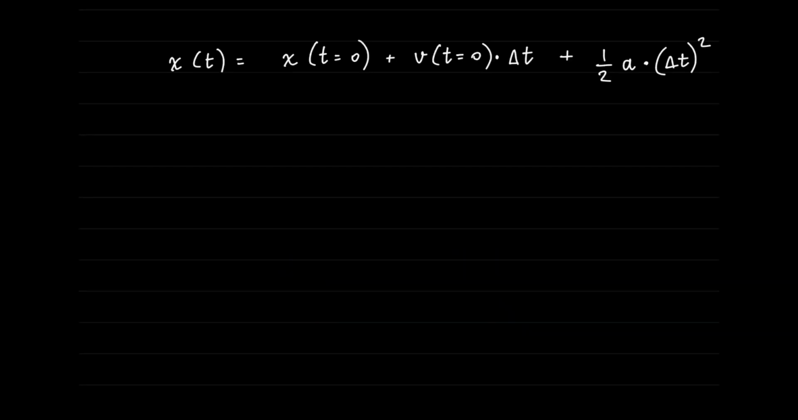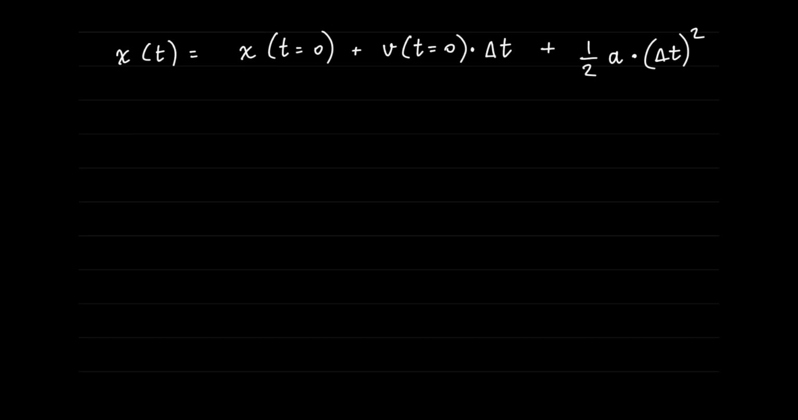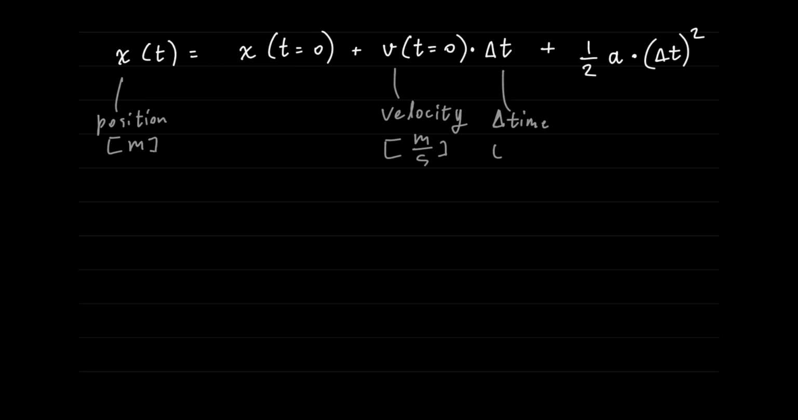Here is an example of checking the dimensions of an equation. You might be familiar with this linear motion equation, and we'll see this later in the course. X is position, which can have the unit of meter. V is velocity, which can have the unit of meters per second. And delta t is the change of time. It can have the unit of seconds. A is acceleration. It can have the unit of meters per second squared.